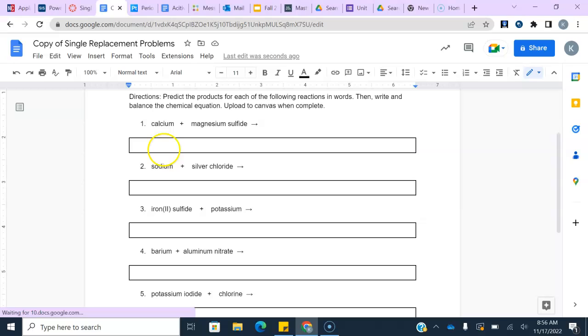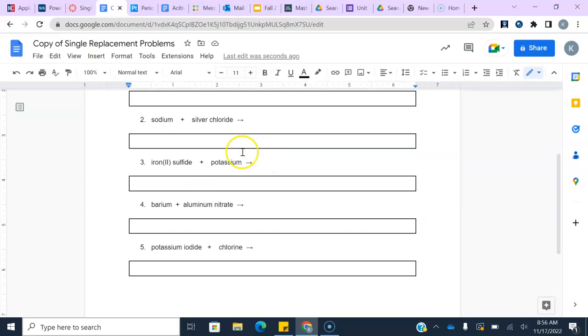2 and 3 were very similar to number 1 in that they were both balanced. The only thing that I could see maybe making a mistake with number 3 would be the charge here. Remember, iron 2 is 2+, and sulfur is 2-, so it would be FeS plus K, and then you would have potassium sulfide, which is K2S, plus Fe. So just make sure when you're doing number 3, you have FeS as your iron 2 sulfide. So just make sure that's correct.